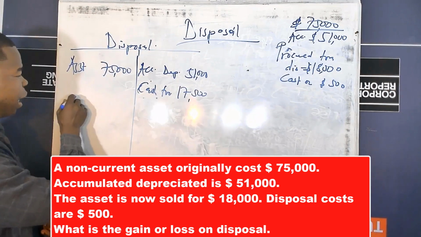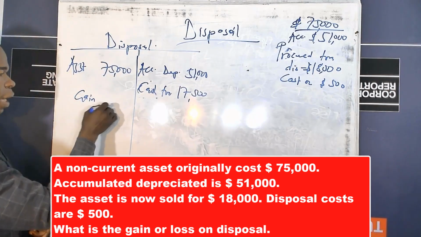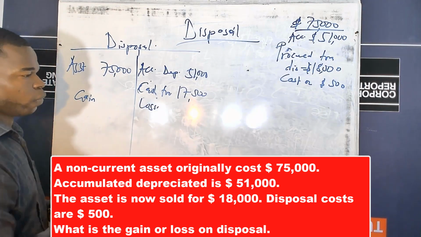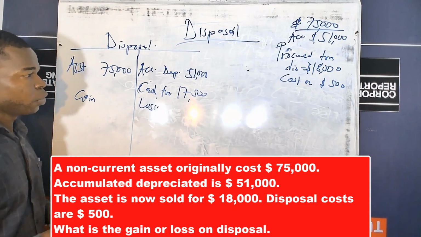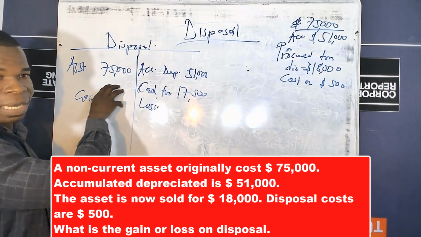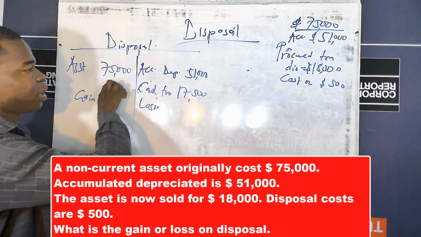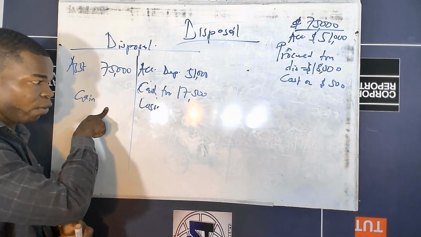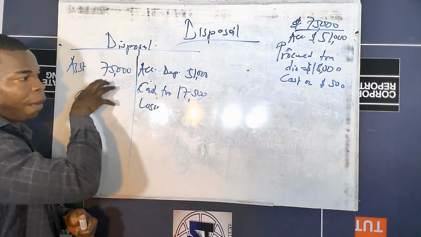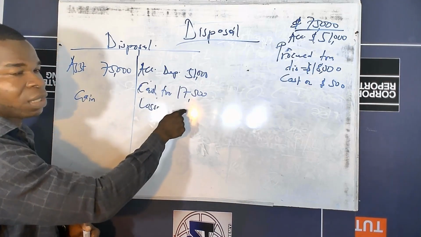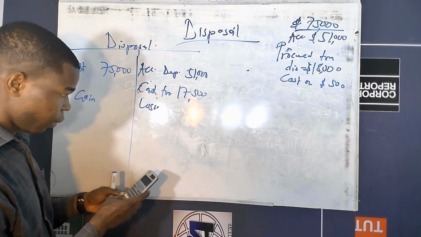17,500. So in a time, we will always have the gain over here, and we also have a loss over here. Okay. So if this place is lesser than this place, that means this place will be bigger than this place. That means there's a gain over here. But if this place is also bigger than this place, then that means there's a loss over here.